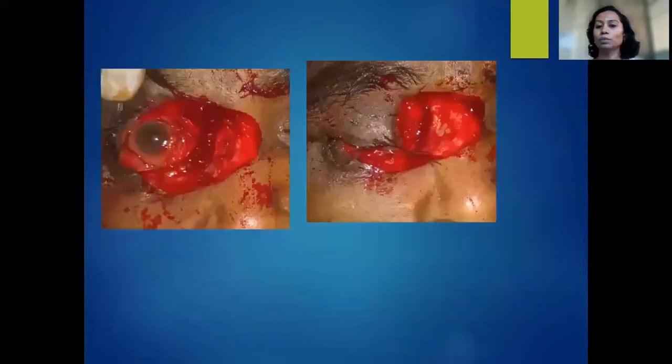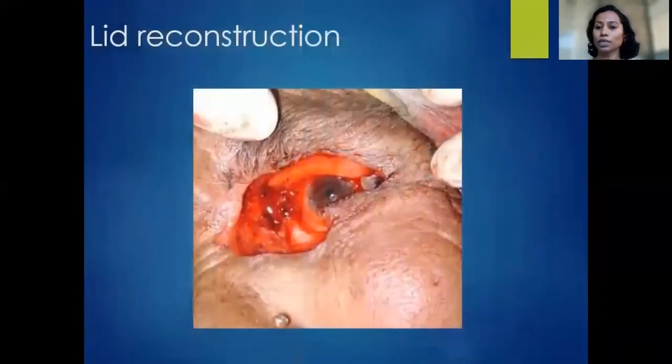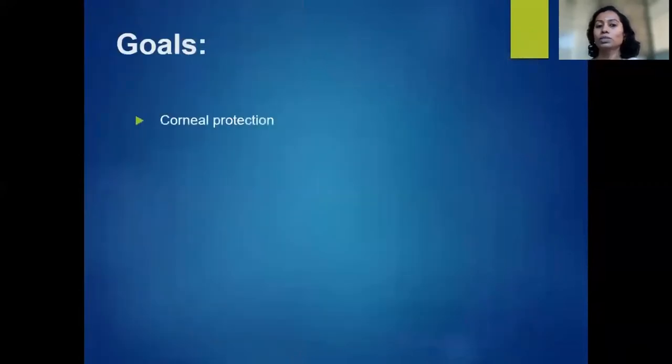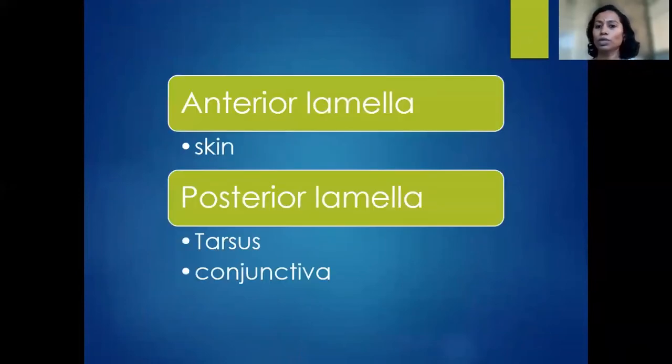During the interim period, the wound has to be kept healthy. The important thing is to preserve the cornea while we are waiting for the defect margin clearance, particularly in upper eyelid defects; it's very important that the cornea is protected. With the advent of frozen section histopathology, wherever the facilities are available, this is of course not required. But when it is not available, we have to take care that the cornea is protected, because finally the cornea has to be healthy. So the goals are mainly corneal protection, restoration of the integrity of the lid lamella so that we get both the anatomical and the functional outcome, and last is our cosmesis. So these are our important goals.